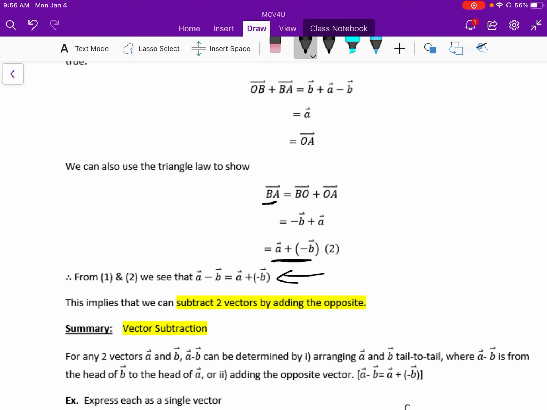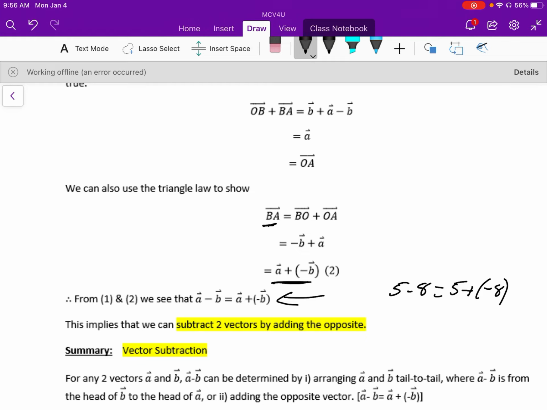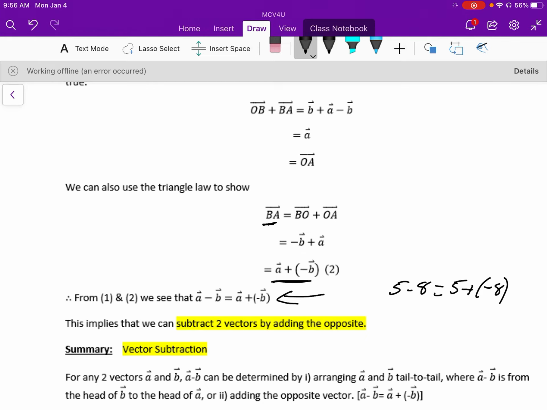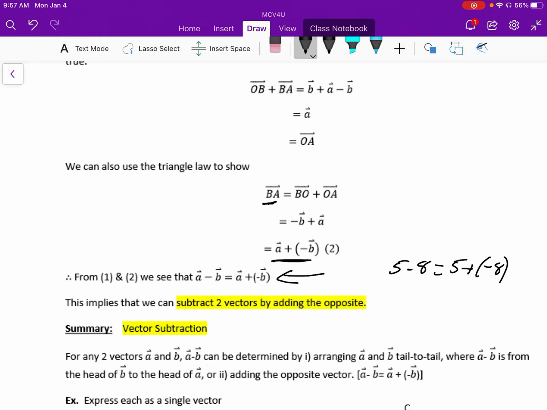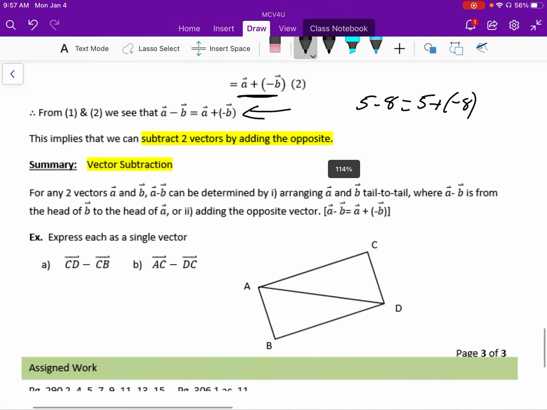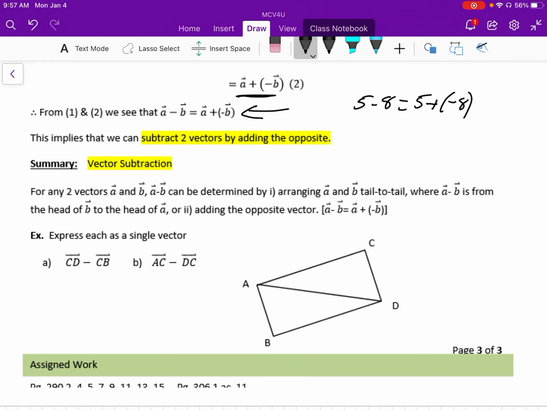subtraction as well. What I mean by that is, if you were saying 5 minus 8, that is the same as 5 plus negative 8. So vector subtraction works the same way. That's basically all we're doing. We're seeing, okay, here's our new field of study, vectors. What can we do with it that we know we can do with other fields like scalar quantities? And today we just looked at adding and subtracting.